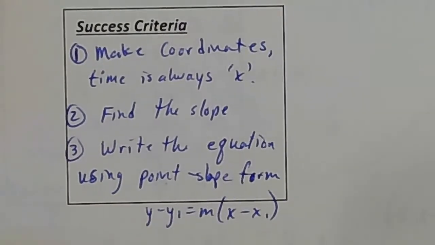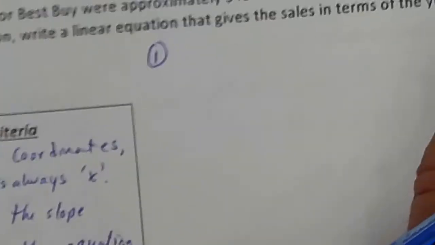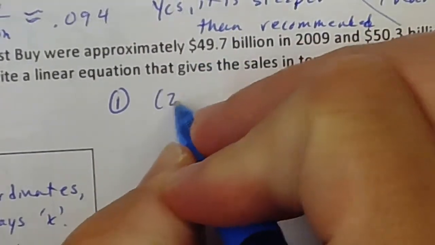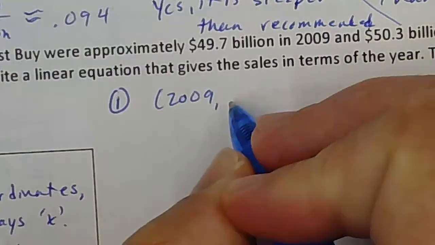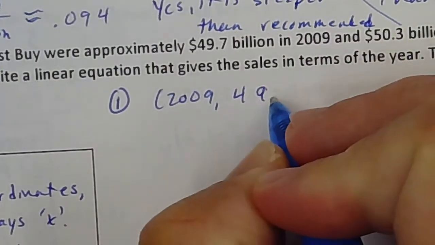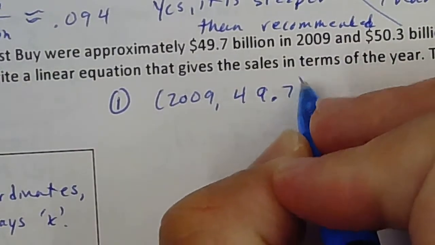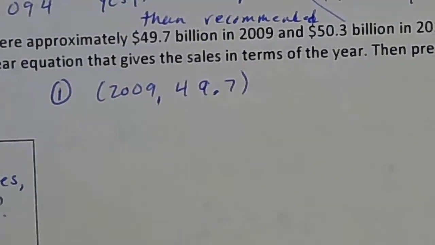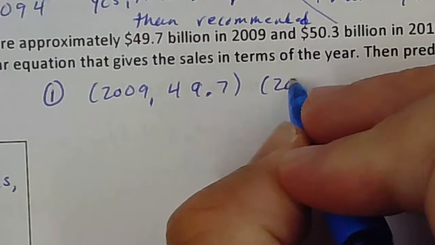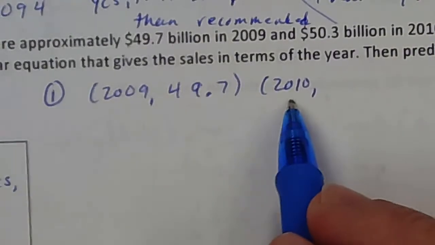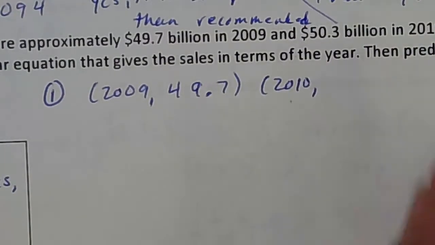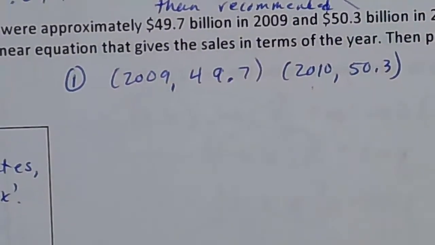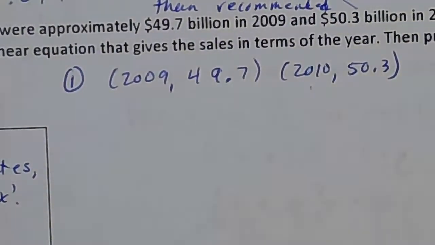Okay, so here's step one, make coordinates. In 2009, their sales are 49.7 billion. Let's go ahead and just keep it in billions right now and don't add all the zeros. Make sense of that in the end. The next year, 2010, that's time, 50.3 billion. So there's step one, make coordinates of the data.